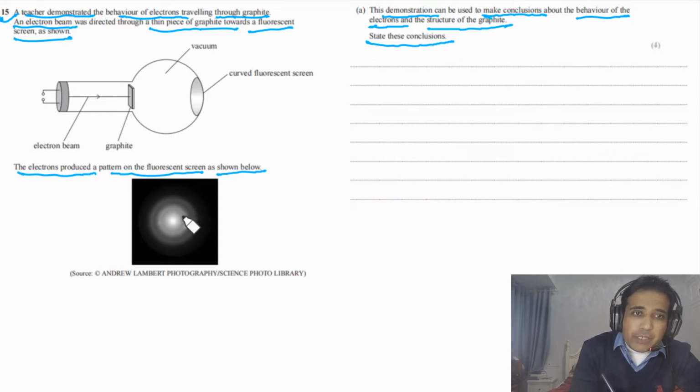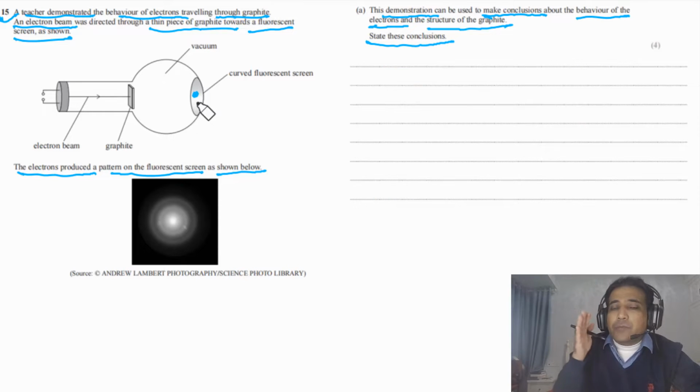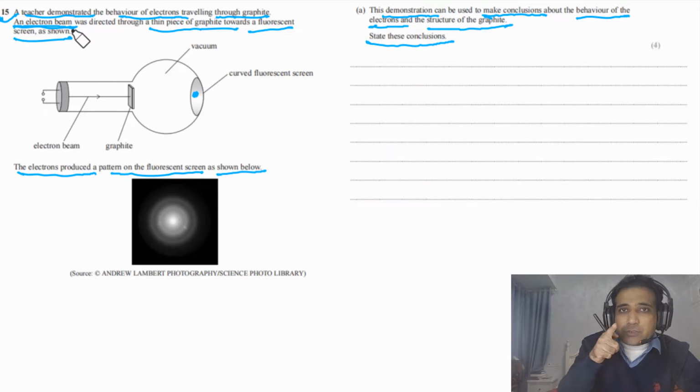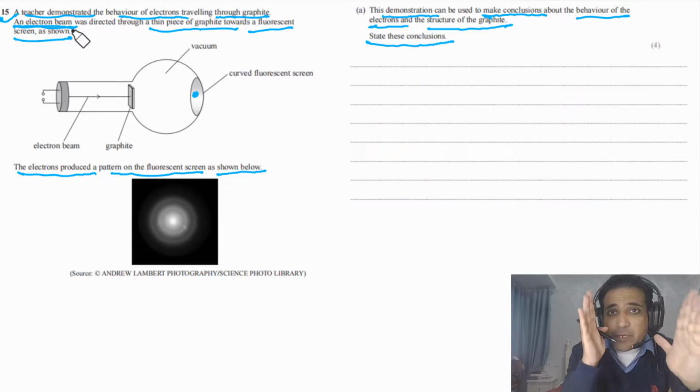So what kind of behavior do we see? Imagine that if electrons are particles, then when they pass through graphite we would just see them at one point. All of them would go straight through the graphite, because in this case we are using a thin electron beam, meaning the electrons are just traveling in a straight line, so we would expect to see them at one point.